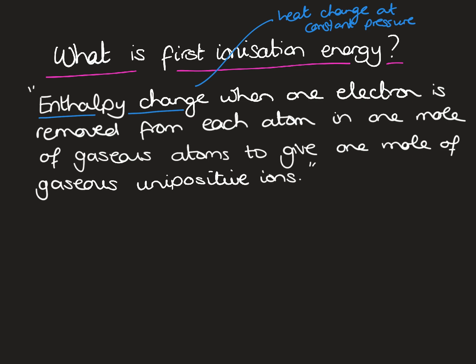So you've got 1 electron being removed from each atom in 1 mole of gaseous atoms. It matters that these are gaseous atoms, especially if you're asked to write an equation for it, to give 1 mole of gaseous unipositive ions. That just means +1 ions. So let's write it as an equation, because that's far simpler than this huge long definition. Let's use an atom M representing any metal, and it's a gas, and it's going to form 1 mole of unipositive ions.